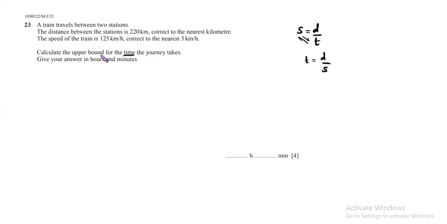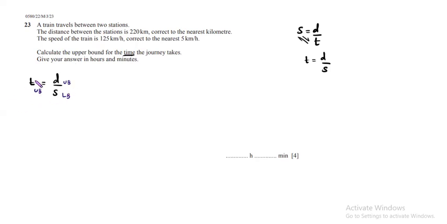But I need to calculate the upper bound for speed, upper bound for time. So to calculate the upper bound for time, that is the largest possible value this time could take. So if I'm to find the upper bound for time, the value of d should be the upper bound of d, or the maximum value of d, and speed should be the lower value. Only then can we form the largest possible value, the upper bound for t.